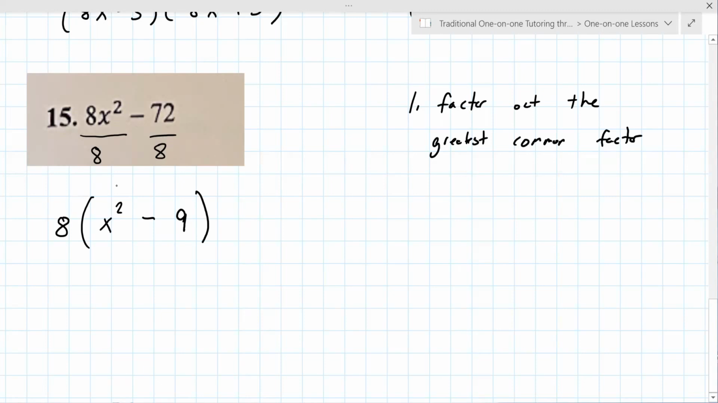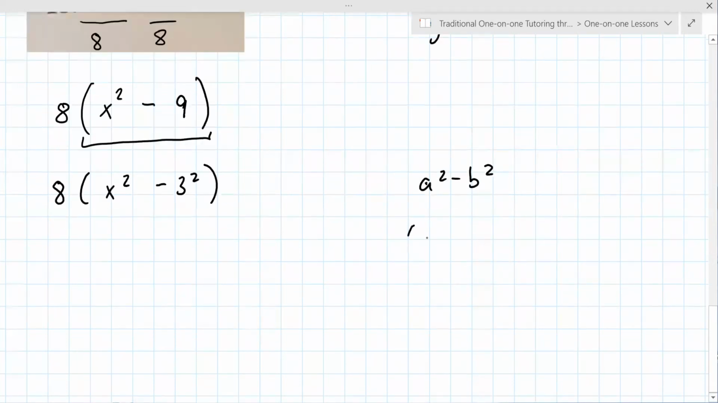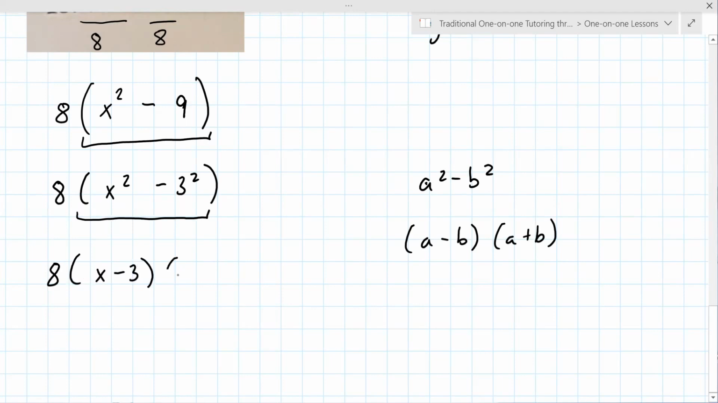And now this part inside parentheses is kind of like the previous problems we've been doing. It's a difference of squares. It's x squared minus 3 squared. So again, it's a squared minus b squared, and that becomes a minus b, a plus b, but we're just focused on the part inside parentheses. So that's x minus 3, x plus 3.